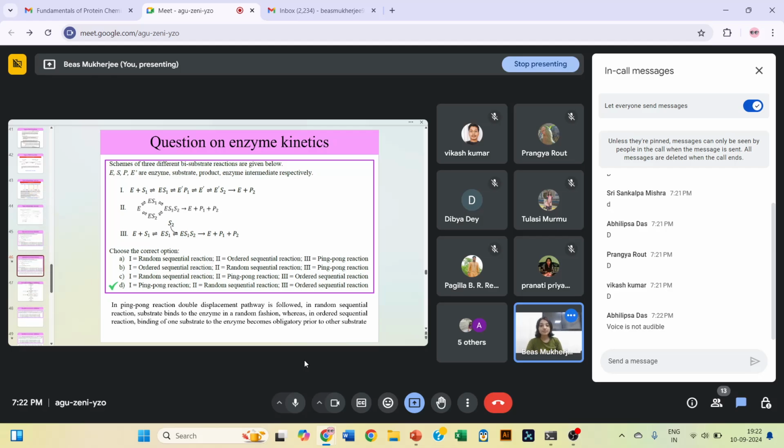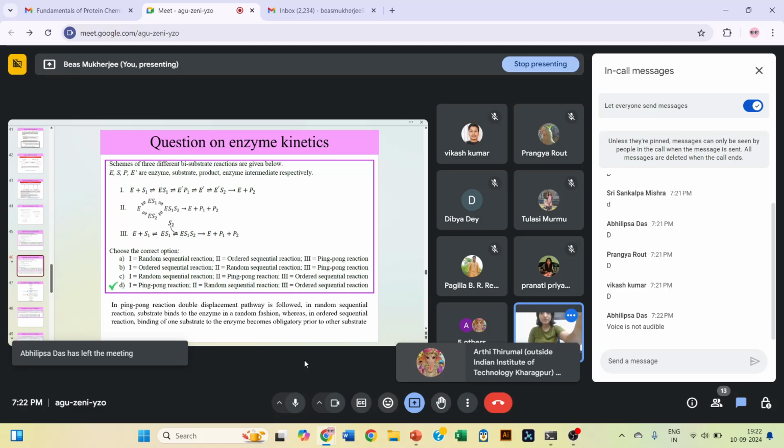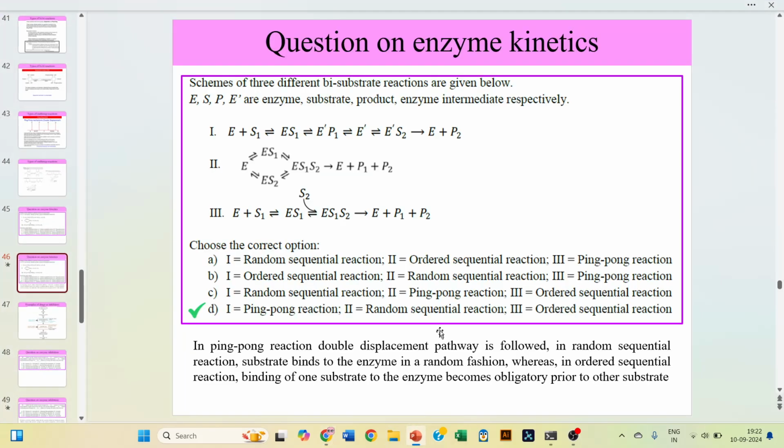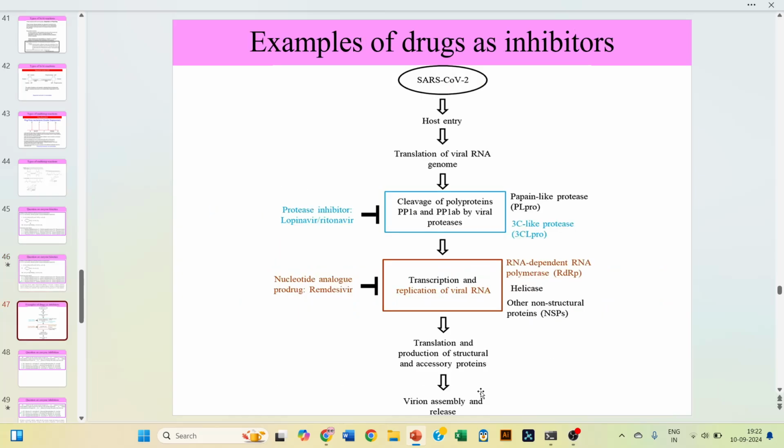So based on whatever we learned about these different kinds of reactions, I hope you will be able to answer the MCQs. If you're interested in these, you can learn more about these from all the links that I have provided, website links, and from the books. Now, for answering one more question.